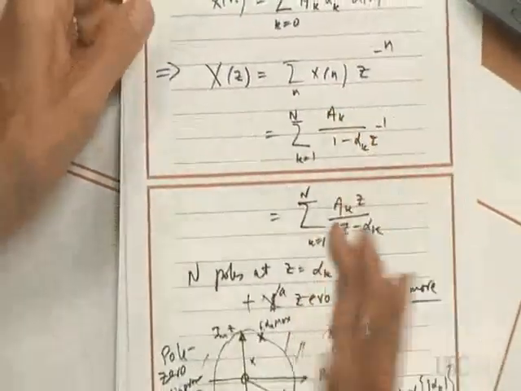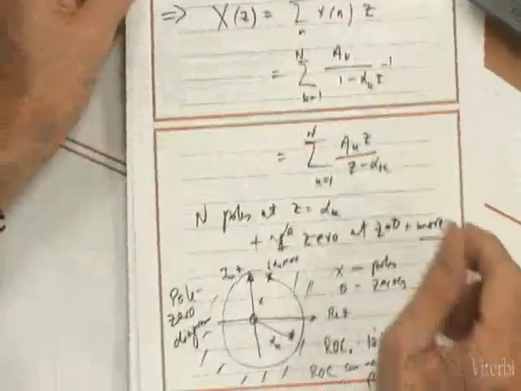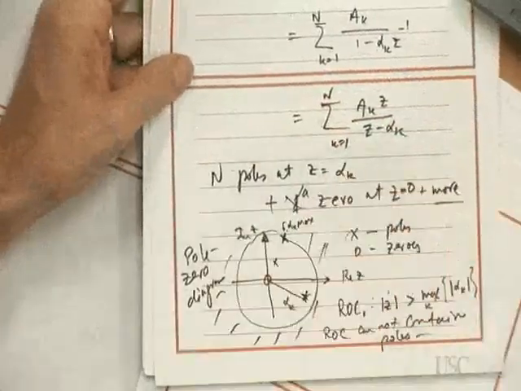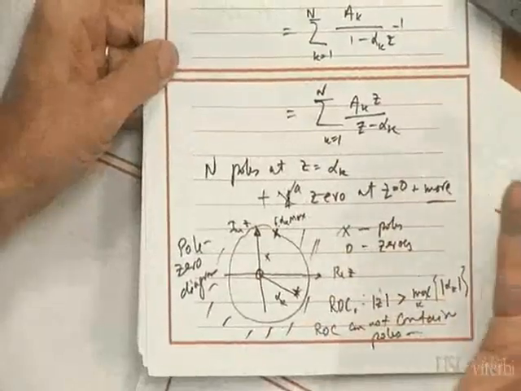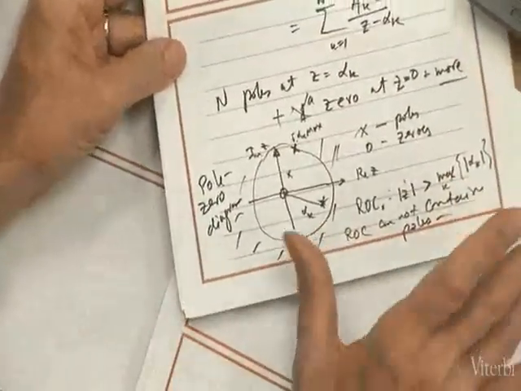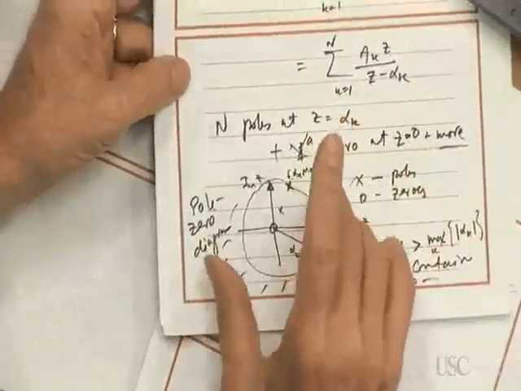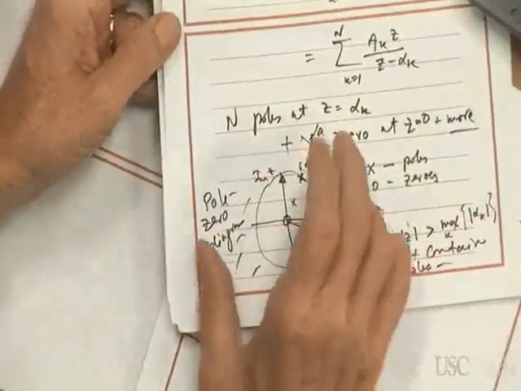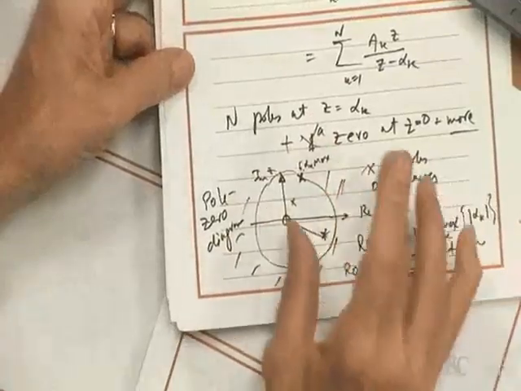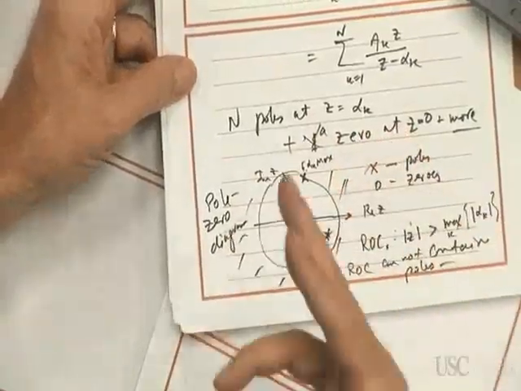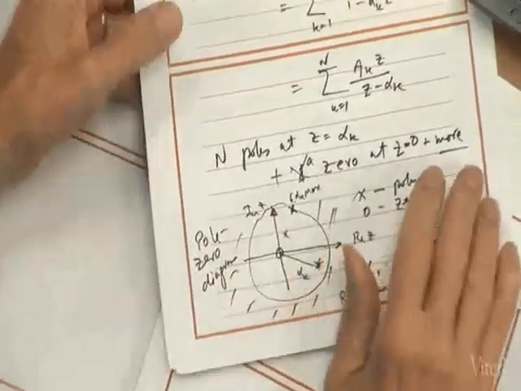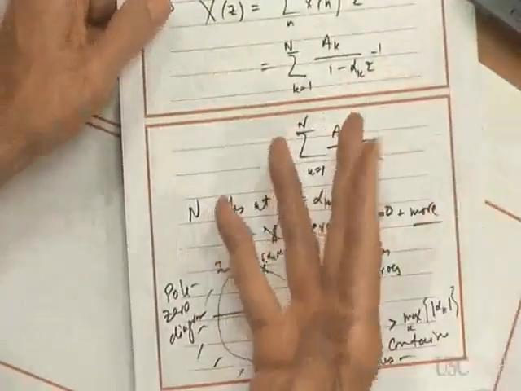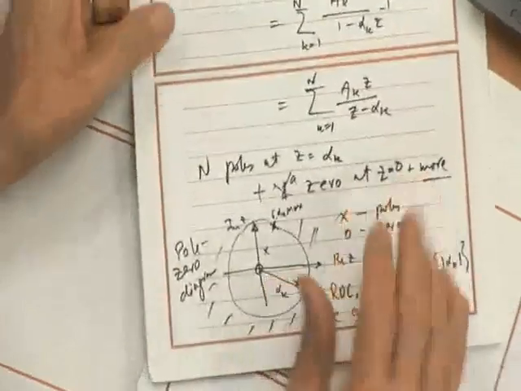So we talked about, for example, right-sided sequences, sometimes I call those causal sequences. Actually, I'll keep to right-sided sequences. The region of convergence is always exterior to a circle, and the radius of the circle is equal to the magnitude of the furthest pole from the origin. So we learned that last time. We're going to use that tonight in an important property.